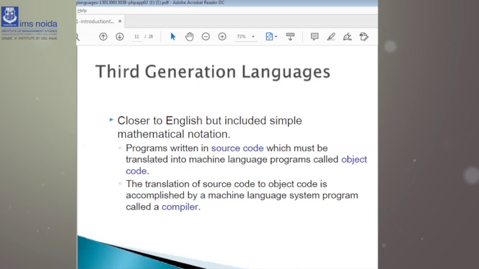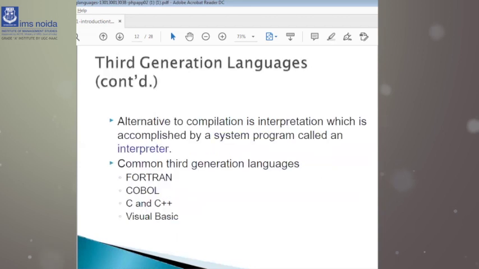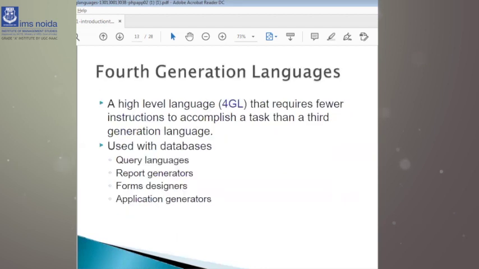So there is no computer architecture involvement, right? The translation of source code to object code is accomplished by a machine language system program called a compiler. A compiler translates the high level language into machine language. As an alternative, interpretation can be used. There are many third generation languages like Fortran, COBOL, C and C++, Visual Basic.